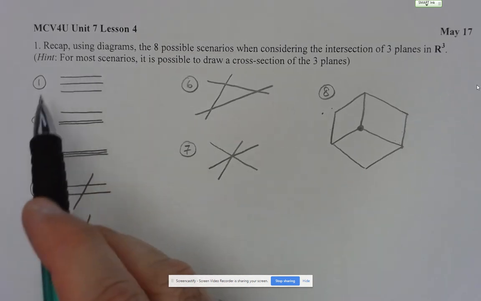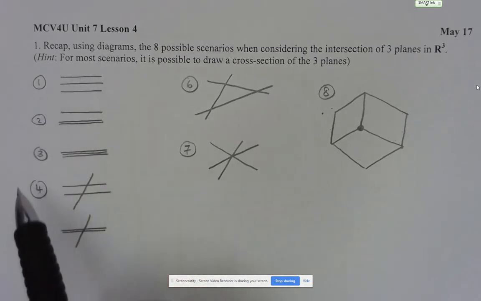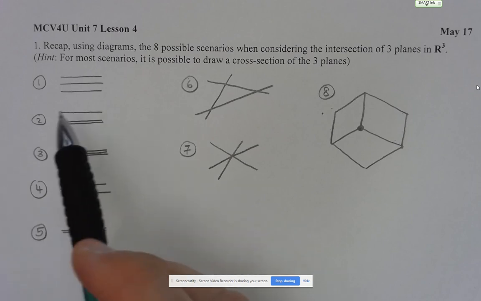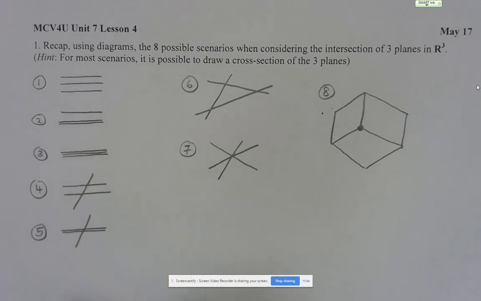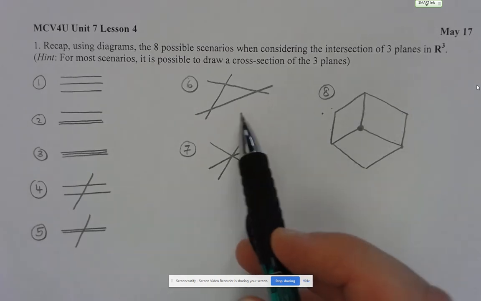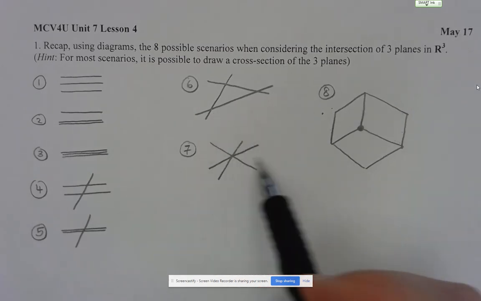So these are all things that can be easily determined, or at least the nature of these intersections can be determined by looking at the normal vectors and which ones are parallel. So my focus now in number 2 is going to be on these here.